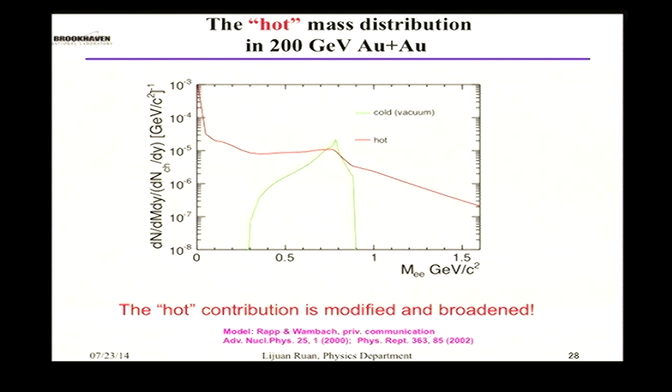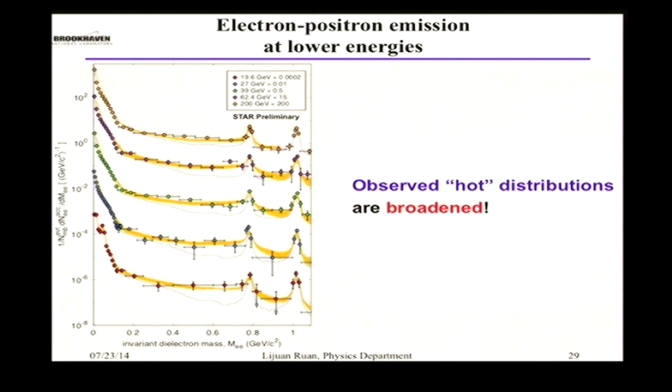It turns out, if we add those broadened contributions on top of the solid curve I already mentioned, the total contribution becomes an orange band. Now you compare the orange band to the data points, and you find the orange band is on top of the data points for all these energies. So that indicates, now we can say, this is what we observed: the observed hot contributions are all broadened.